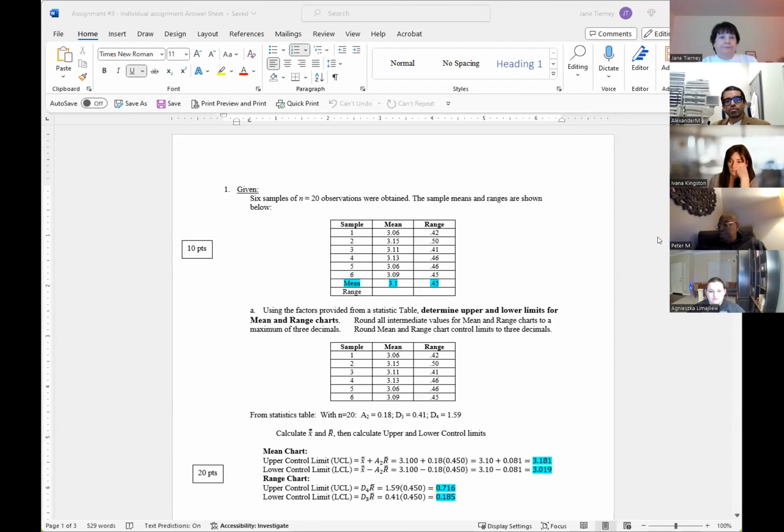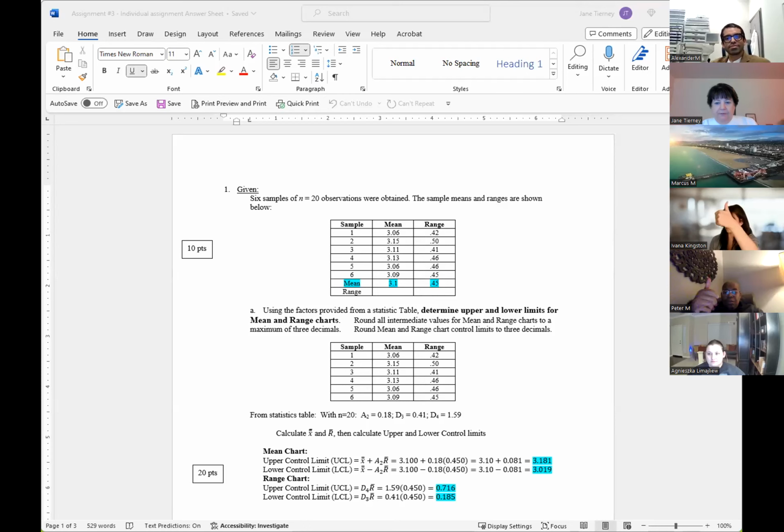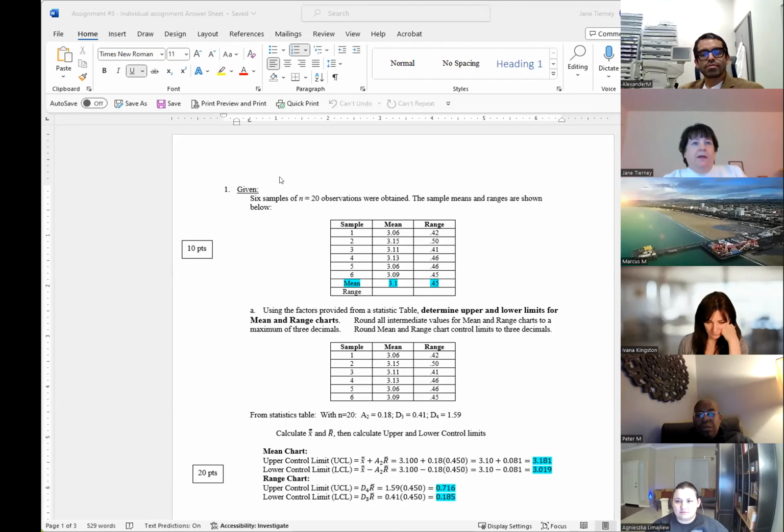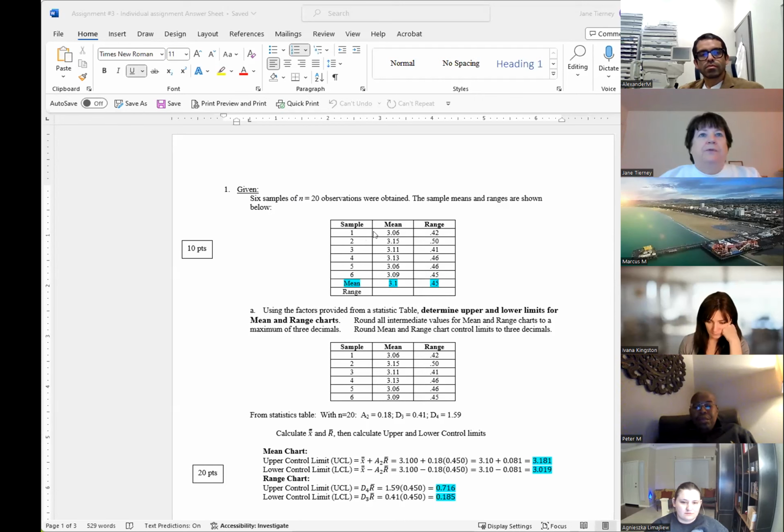Okay, so you can see this, right? All right, good. Okay, so the first one, you got 6 samples of 20 each, and there were the observations. So the sample means and ranges are shown below. Here's the mean for each sample. For this one sample of 20 pieces, they measured whatever they were measuring, and the mean of those was 3.06. The second sample, again another 20 pieces, 3.15, 3.11, 3.13, 3.06, and 3.09. So 6 samples, 20 pieces each, and those are the averages.